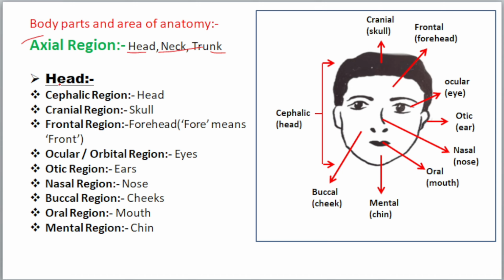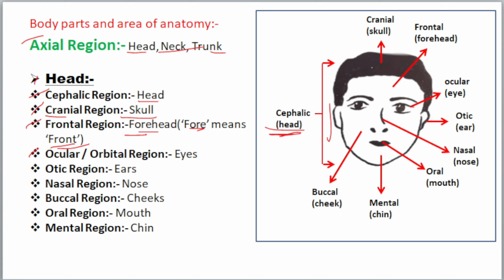So first, head. First, the cephalic region. The head portion of the body is called the cephalic region. You see that this is the head portion of the body, so that's why it's called the cephalic region. Then the cranial region. The skull of the head is called the cranial region. Then the frontal region. The frontal region is the forehead of the body, where forehead means front. So the front portion of the head is called the frontal region.